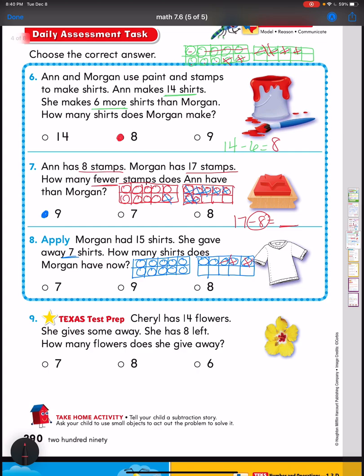I know I can take away this 5 to get to 10. And then 2 more is 7. Well, what's 10 minus 2? I know that 10 minus 2 is 8. That means Morgan has 8 shirts now.